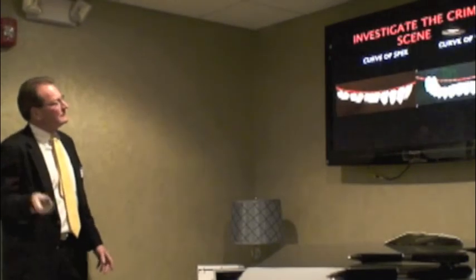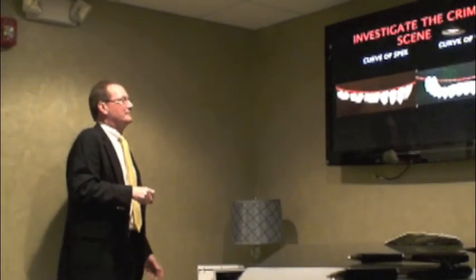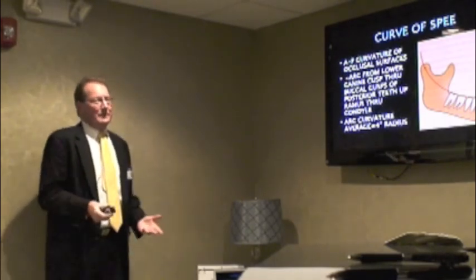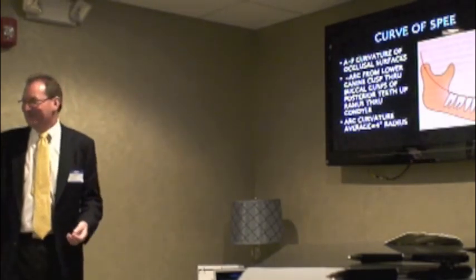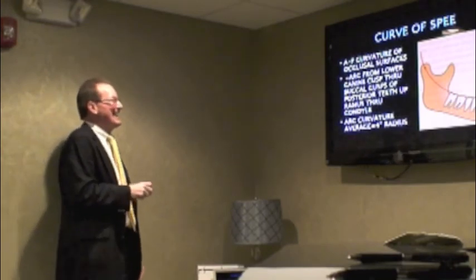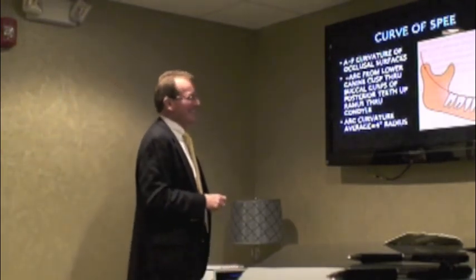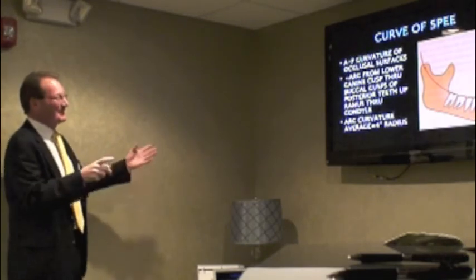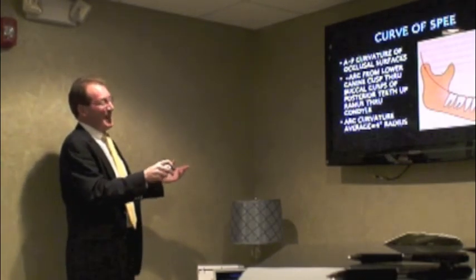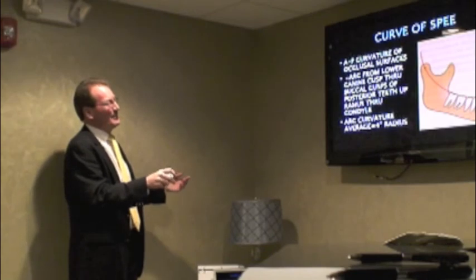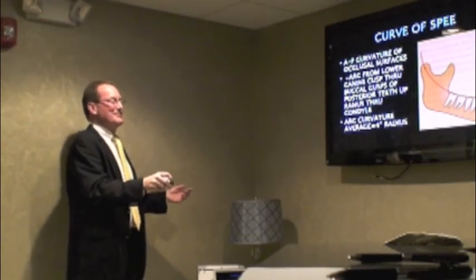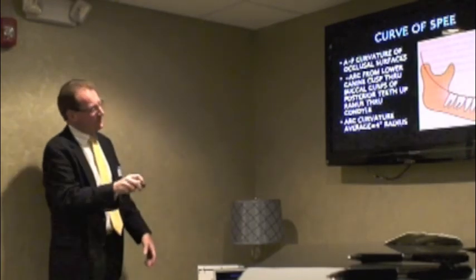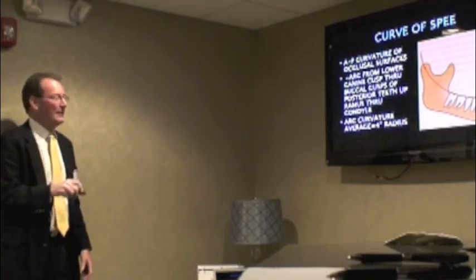You look at the curve of Spee and the curve of Wilson. What actually are we looking at when we look at the curve of Spee and curve of Wilson? You didn't think you were going to hear this again tonight, did you? Tough. Anyway, curve of Spee, you can read all this, but basically, on average, if you take a point midway through the condyle, you take a four-inch arc, and roughly most of the population falls on that line.